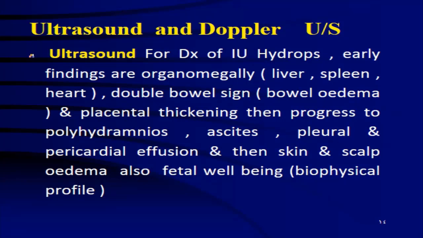Also, ultrasound for diagnosis of intrauterine hydrops. Early findings are organomegaly: liver, spleen, heart, and double bowel sign, bowel edema, placental thickening, polyhydramnios, ascites, pleural and pericardial effusion, and then skin and scalp edema. Also, fetal well-being by biophysical profile findings. All these help to assess the severity.